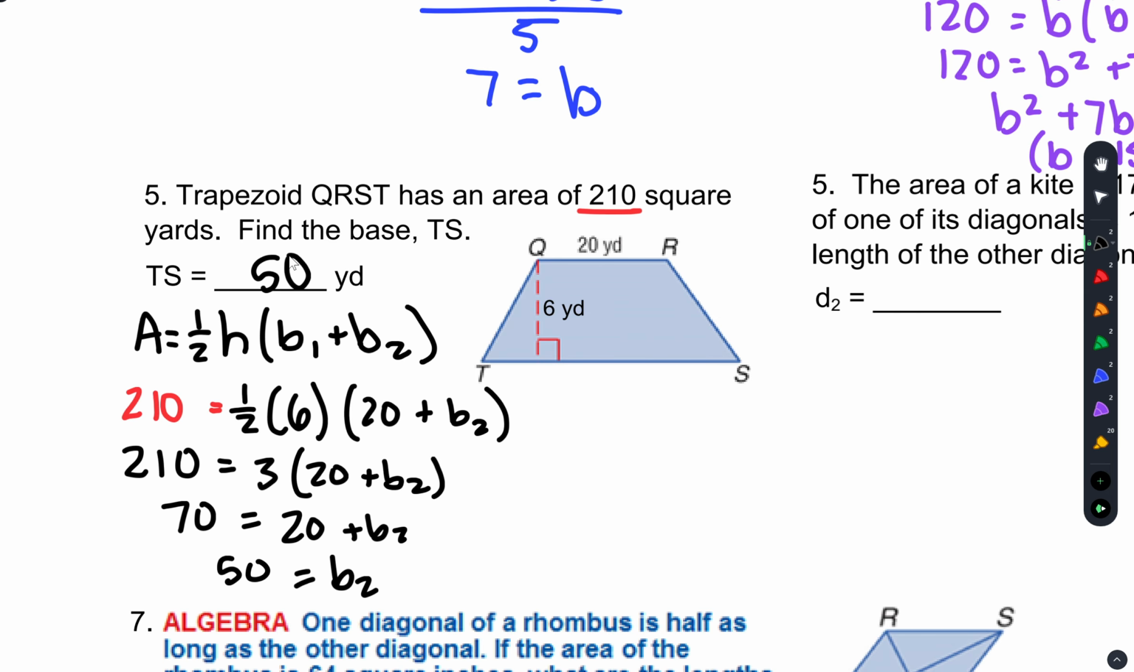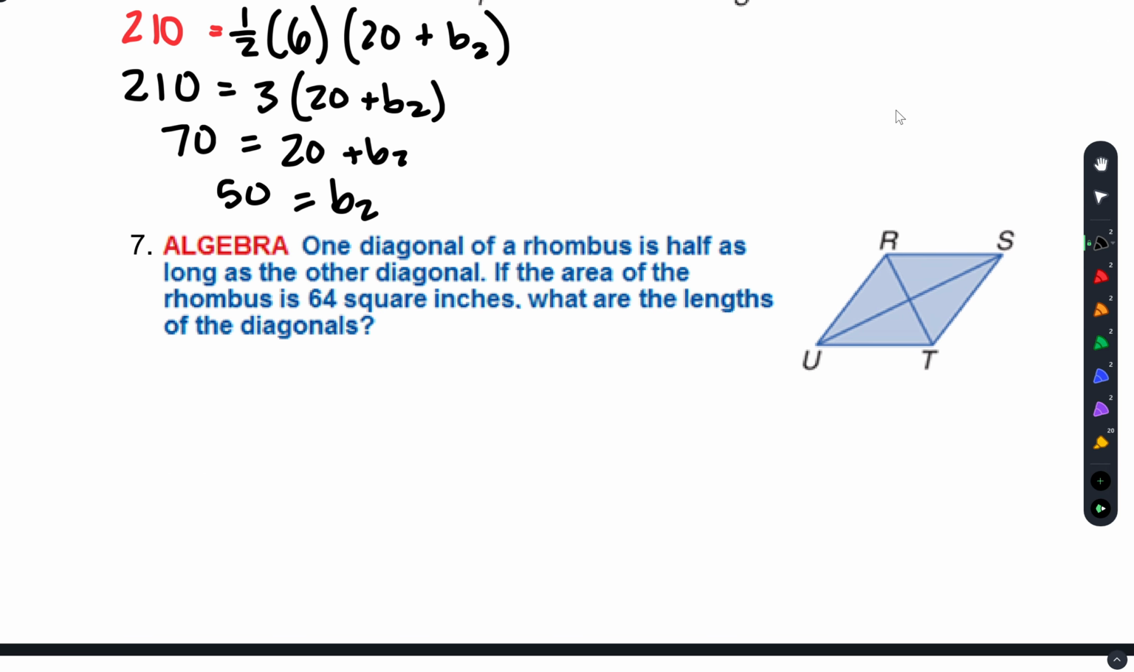Let's do, I don't want to do the kite. Let's do the rhombus instead. Kite and rhombus have the same formula, so let's just make sure that we use this formula at least once. One diagonal of a rhombus is half as long as the other diagonal. If the area of the rhombus is 64 square inches, what are the lengths of the diagonals? The first thing I'm going to do is write out that formula. I'm going to figure out what I know. I know that the area is 64 square inches.